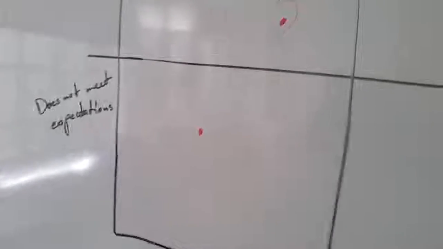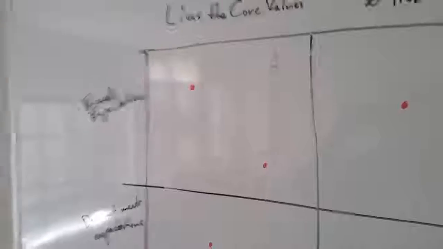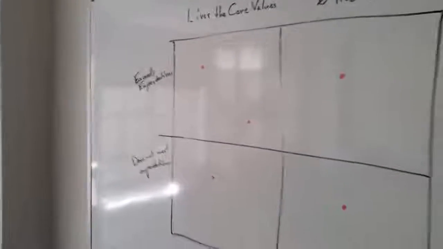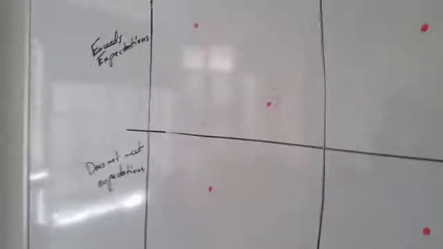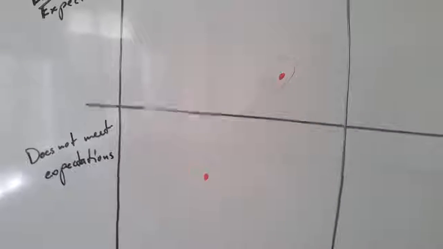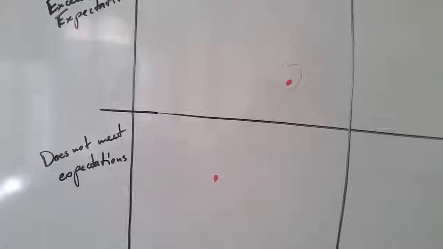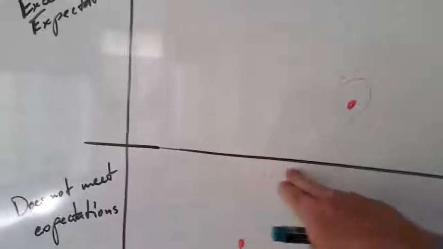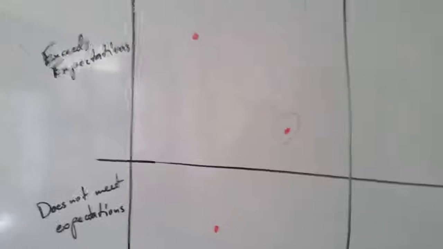Here you've got B players. What you can see is that this person lives the core values, but they do not meet their expectations. So their job accountabilities and KPIs are not being met, but they're exemplary on the core value side. Now you notice that nobody meets expectations. We don't put anybody on this line here.